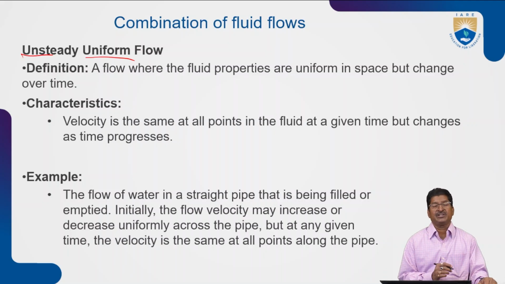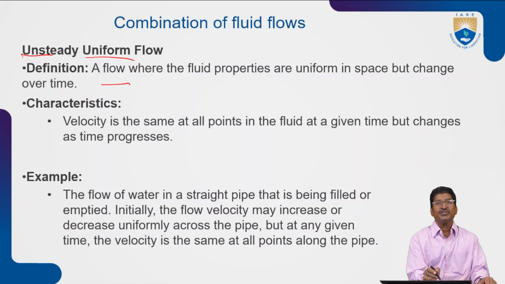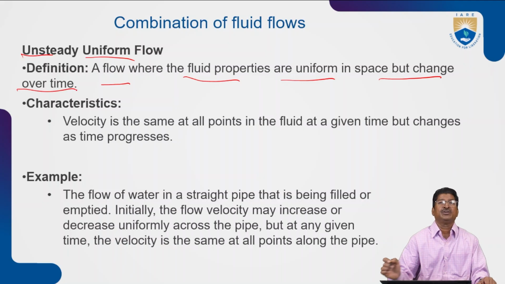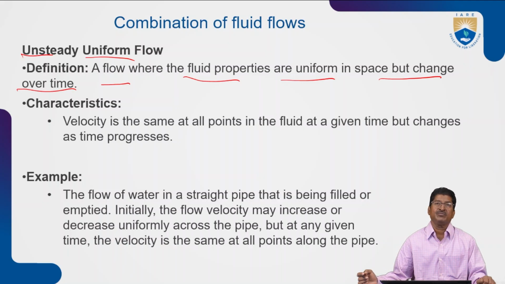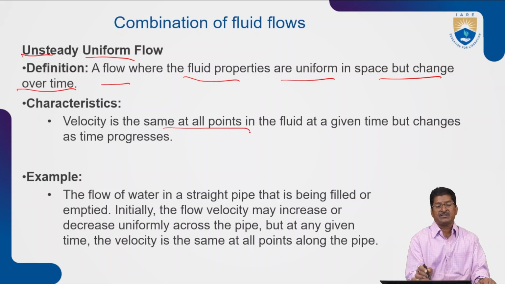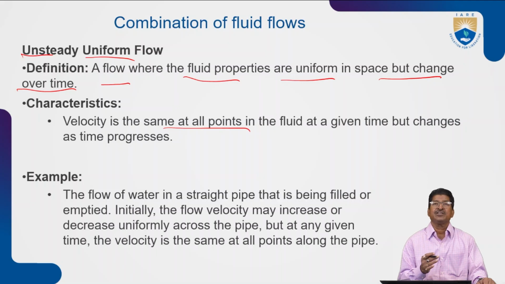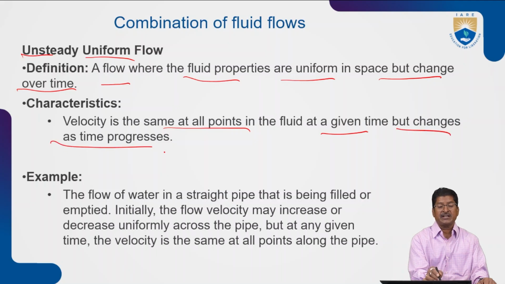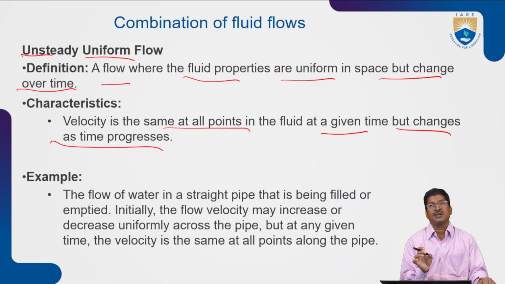Let us see the definition. A flow where the fluid properties are uniform in space but change over time. So with respect to space, velocity is the same, or fluid properties are the same, but they change over time. So that is the unsteady uniform. Characteristics: velocity is the same at all points because it is uniform flow. Velocity is the same at all points in the plane at a given time, but changes as time progresses. So at a given time, the velocity is the same at all points, but over a period of time, the velocity is changing.